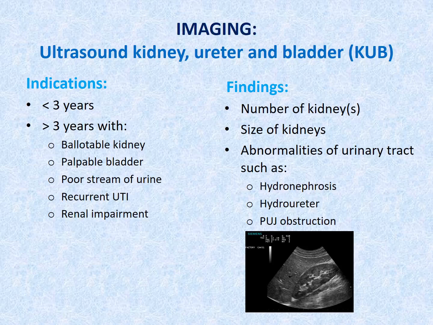Using the ultrasound, we can look at the number of kidneys, as some children are born with a single kidney. Size of the kidneys can be measured. This is important as scarred kidneys are smaller than normal ones. Ultrasound can also detect gross abnormalities of the urinary tract such as hydronephrosis, hydroureter, and pelviureteric junction obstruction.